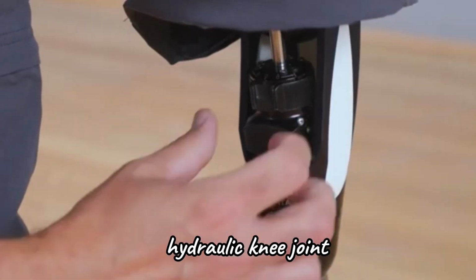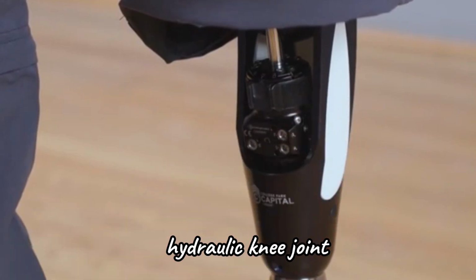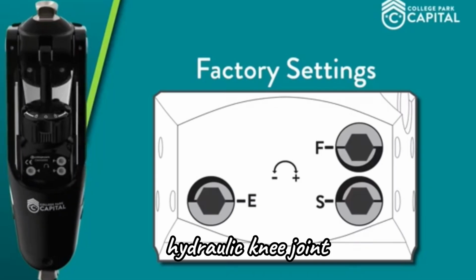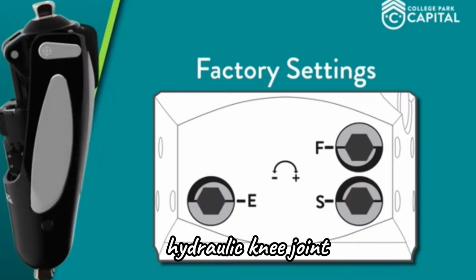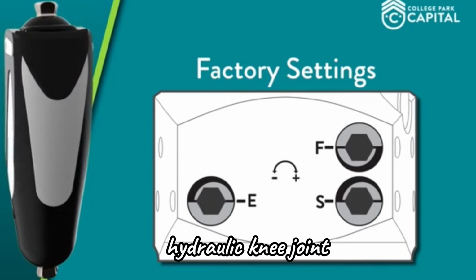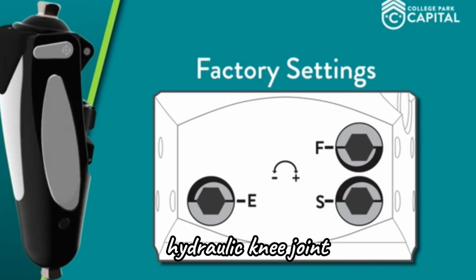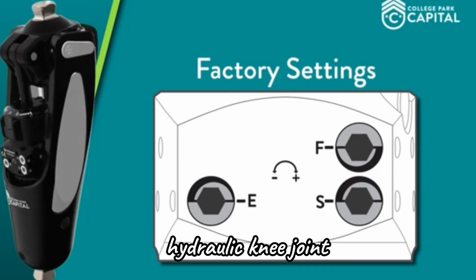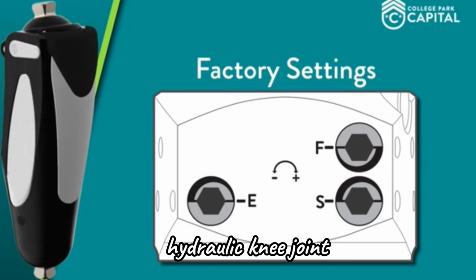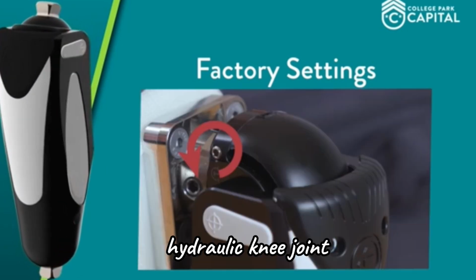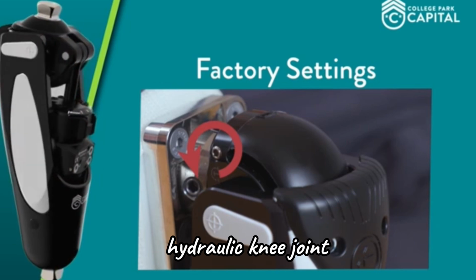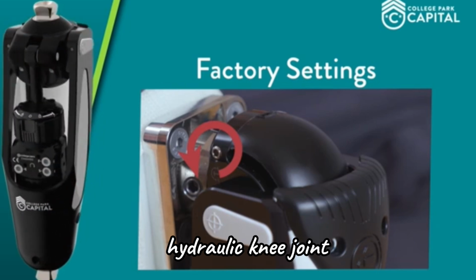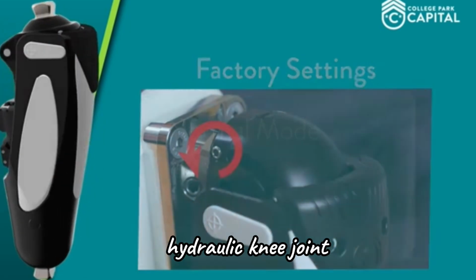Before completing the dynamic alignment of the capital, restore all of the adjustments to the factory setting, as this will be the best starting point for our dynamic fitting. The F should be at minimal setting, turned all the way counterclockwise. The S should be at maximum resistance, turned fully clockwise. The factory setting for extension resistance E is minimum, or fully counterclockwise. And lastly, the stance trigger resistance T should be at its most sensitive, turned fully counterclockwise.